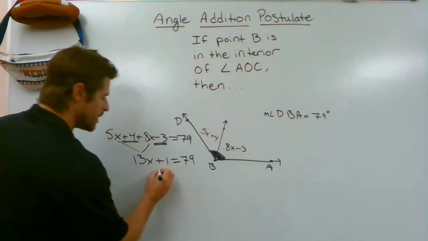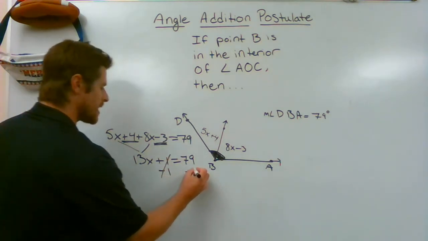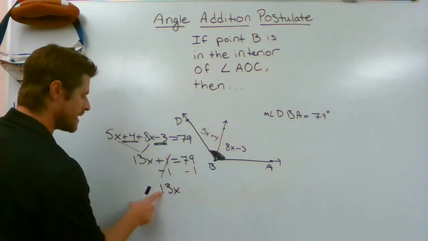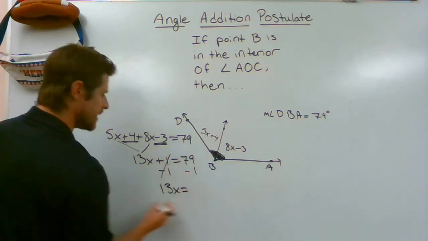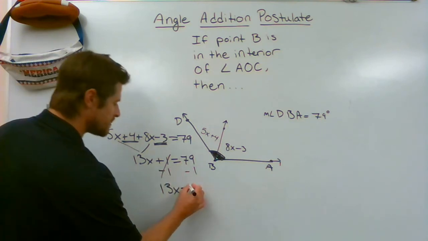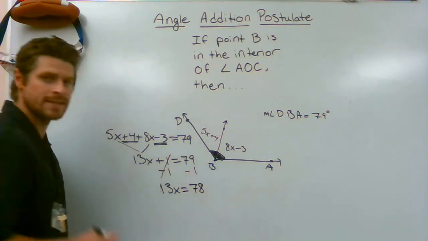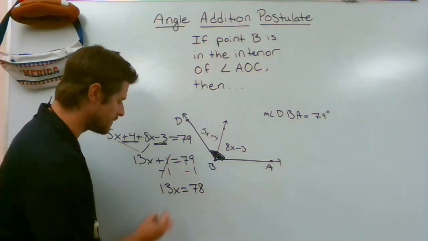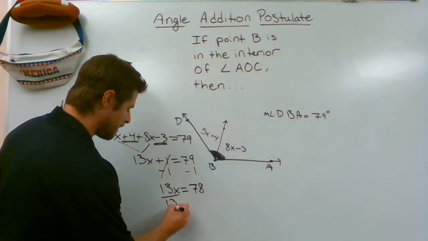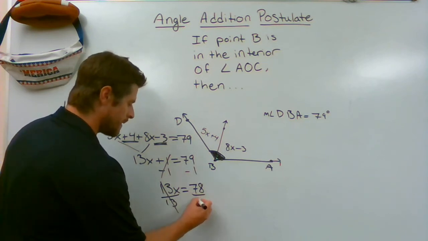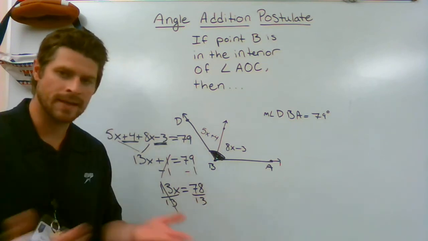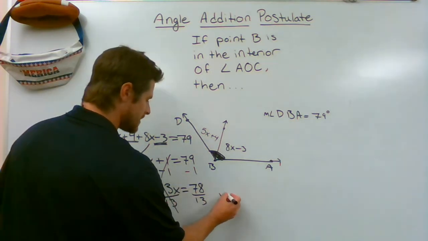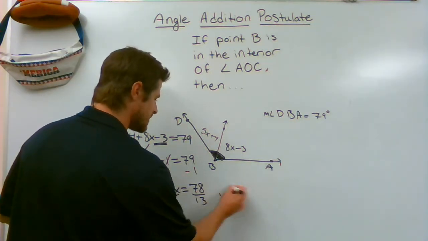We're in a two-step equation. Subtract 1 cancels, subtract 1. 13x is still on the left side. Equal sign comes straight down. 79 minus 1 gives me 78. It's now time for me to divide. The opposite of multiplying is to divide by the 13. Divide by 13. Type it in a calculator if you need to. 78 divided by 13. x would equal 6.